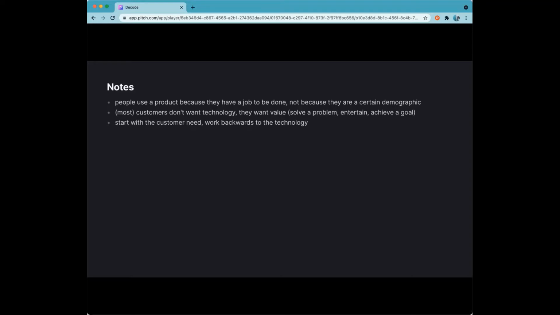And to that end, most customers don't want technology. They don't want crypto. They don't want AI. They want value, whether it's solving a problem or getting entertainment or achieving some goal. They want that. So solve that, work backwards to the technology.